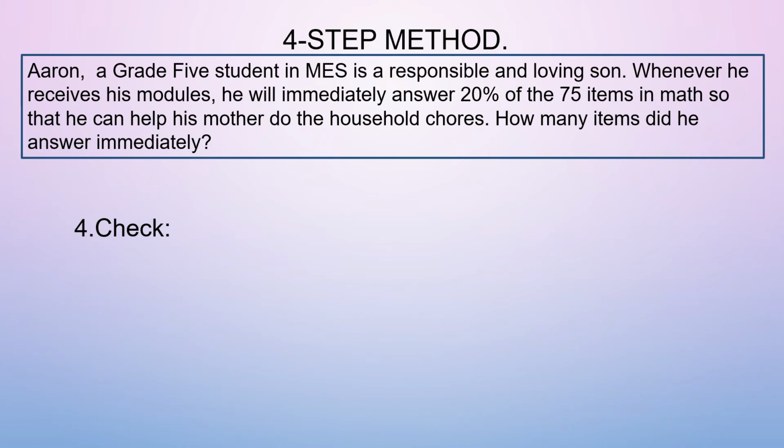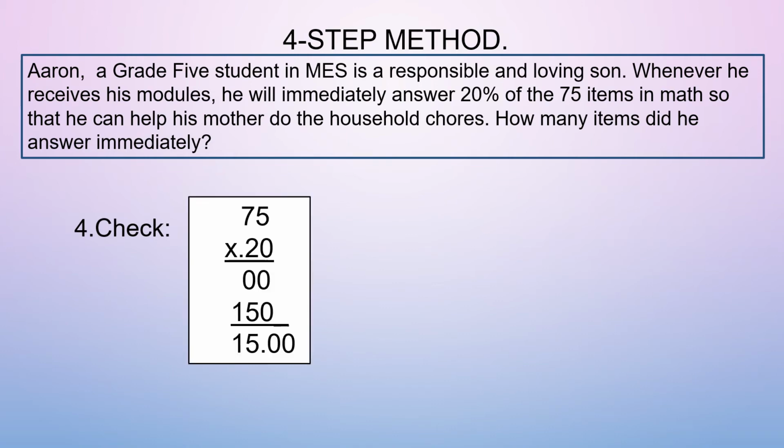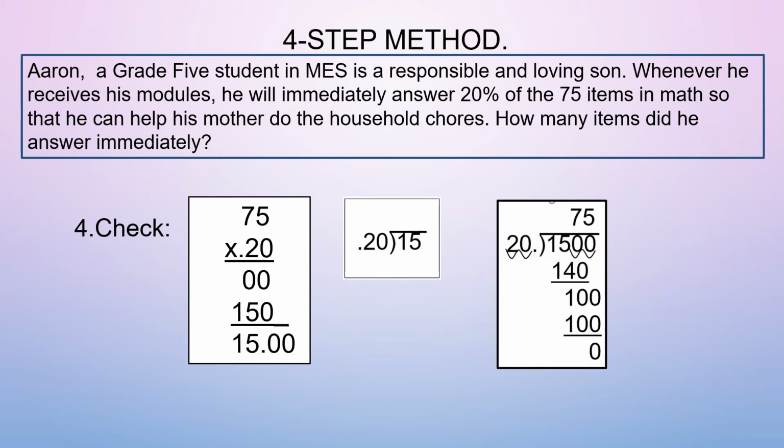Finally, the last step is check. To check, I do the opposite of multiplication, and that is division. I am going to divide the product 15 by one of its factors, which is 20 hundredths. Then follow the steps in dividing decimals. Upon dividing, I got 75 as the quotient. This only proves that my answer is correct.